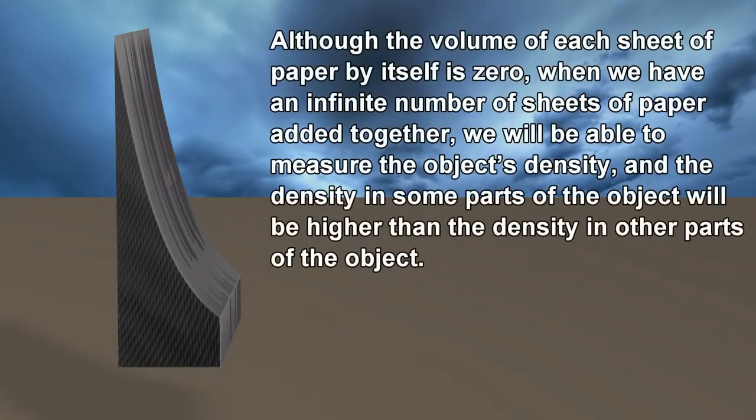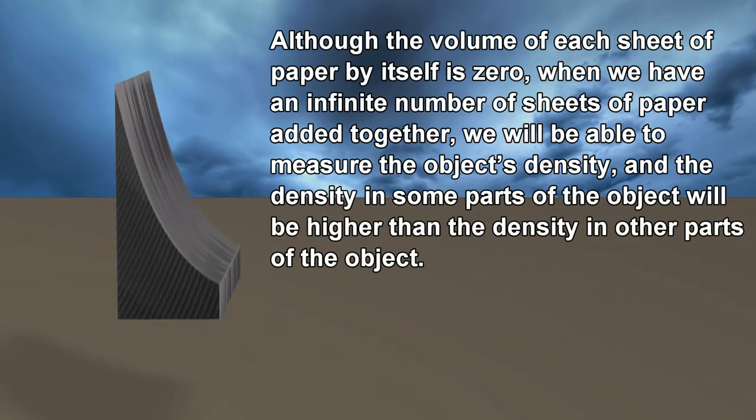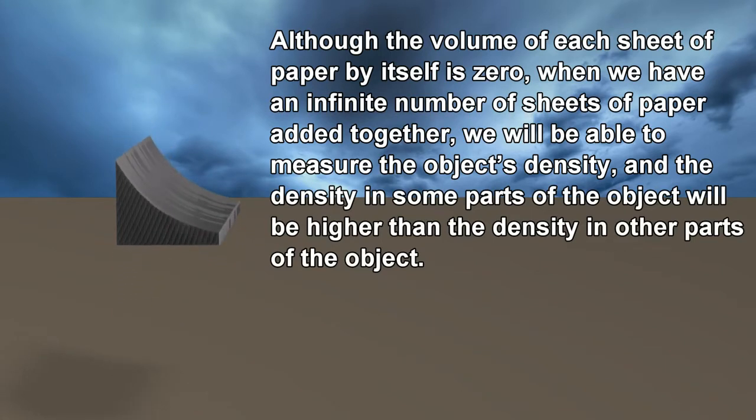Although the volume of each sheet of paper by itself is 0, when we have an infinite number of sheets of paper added together, we will be able to measure the object's density, and the density in some parts of the object will be higher than the density in other parts of the object.